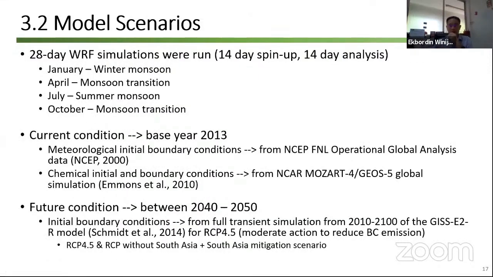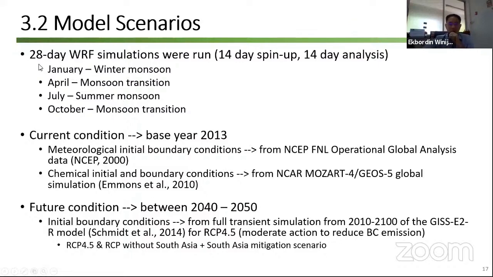So now I'm going to talk about the model scenario, because in any model, we would like to know what will happen, maybe currently or maybe in the future. In this study, we run the model for 4 months, January, April, July, and October, in 2013 and also during 2040 to 2050. We select these months because they represent different monsoons. January refers to winter monsoon. July refers to summer monsoon. And April and October are the transition periods between winter to summer and summer to winter.